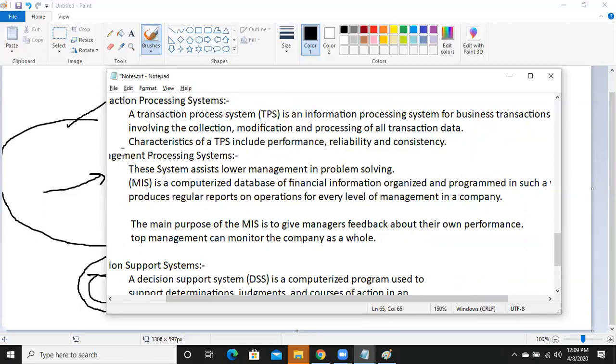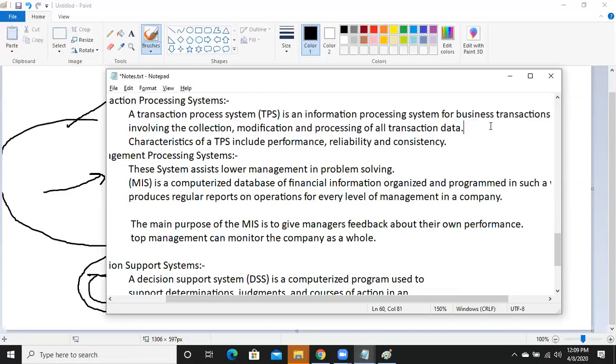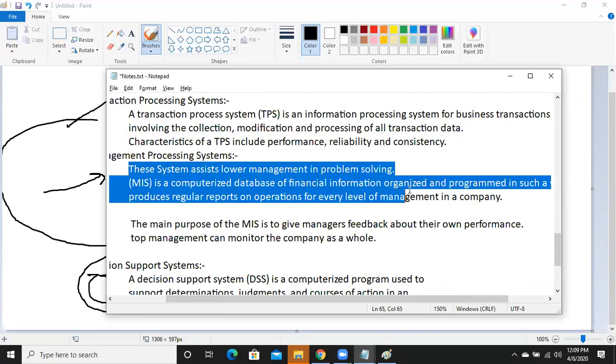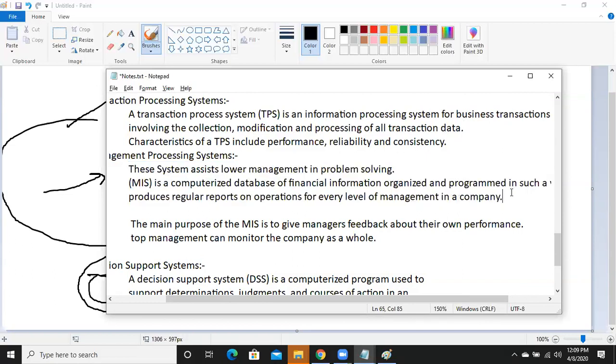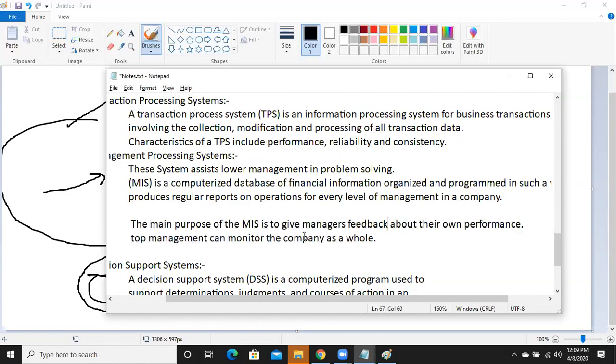This type of system basically provides reports. Transaction processing system basically provides reports based on the business transactions. This provides reports on the financial position of a particular company. Okay, the main purpose of the management information system is to provide managers feedback, right, about their own performance. As we have discussed before, these systems are the only systems which provide reports based on the past performance. Okay, based on the past performance.